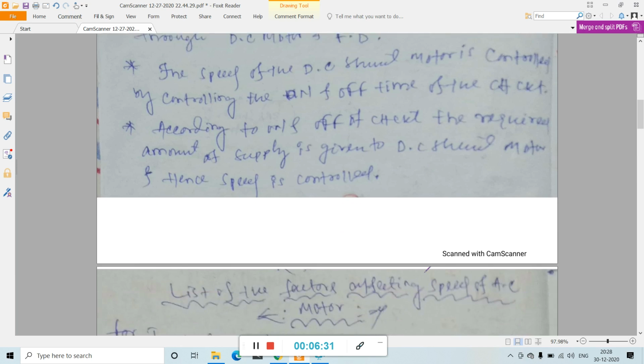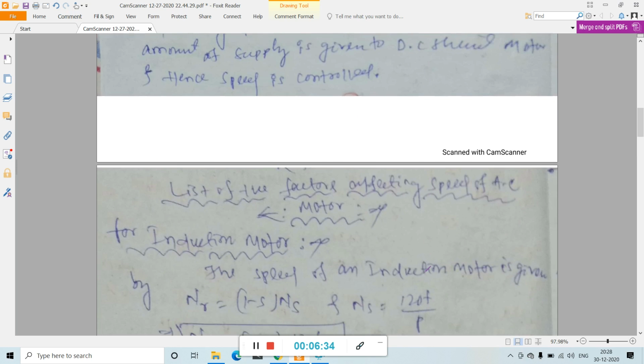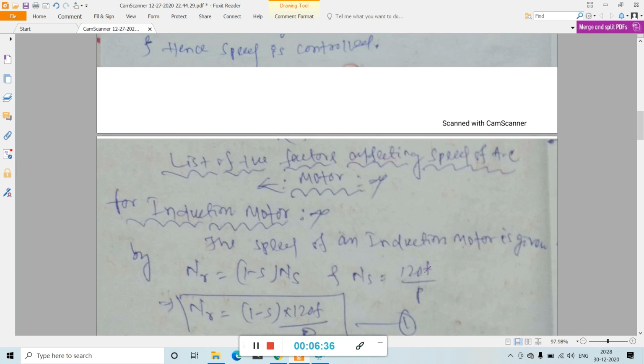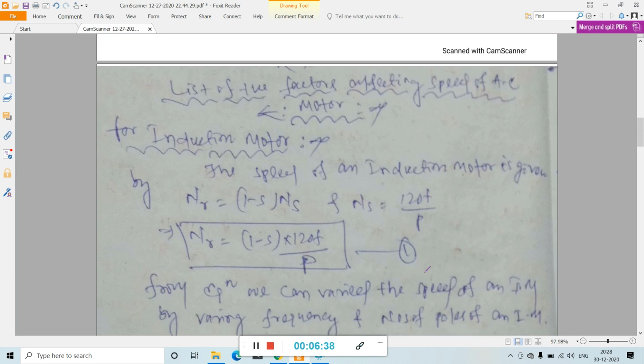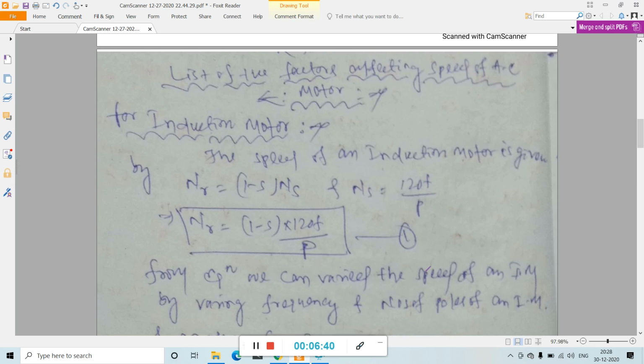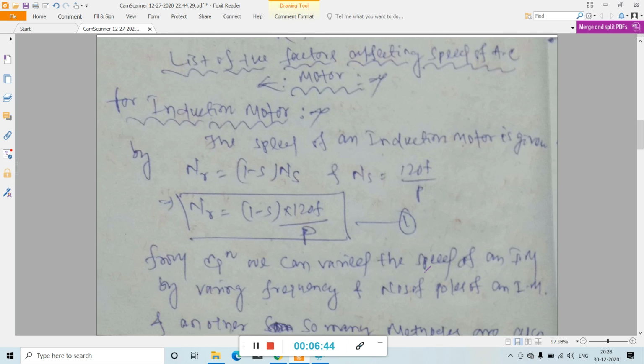So the next part is the list of the factors affecting speed of AC motor. So what are the factors which affect the speed of AC motor? AC motor means normally, you know, the induction motor or synchronous motor. So induction motor has a variable speed, and synchronous motor has the constant speed, that is synchronous speed.